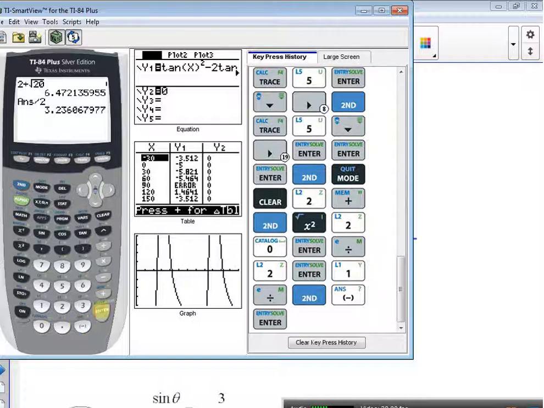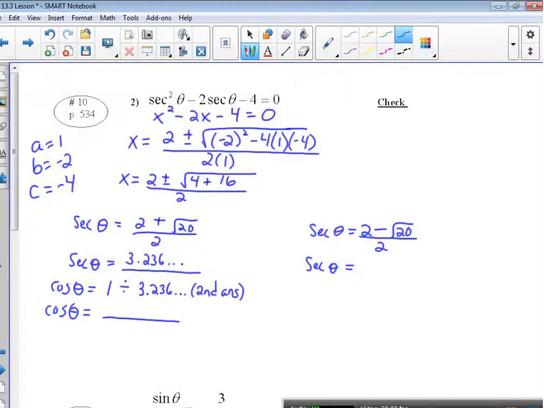So I'm just reciprocating that. So 0.309... So I'm going to set up QRS, quadrant 1 and 4. Why?